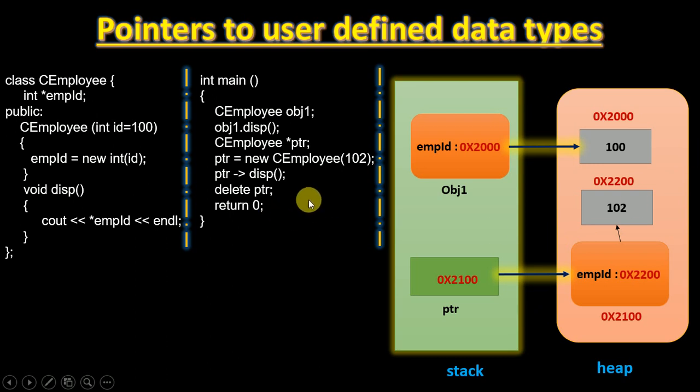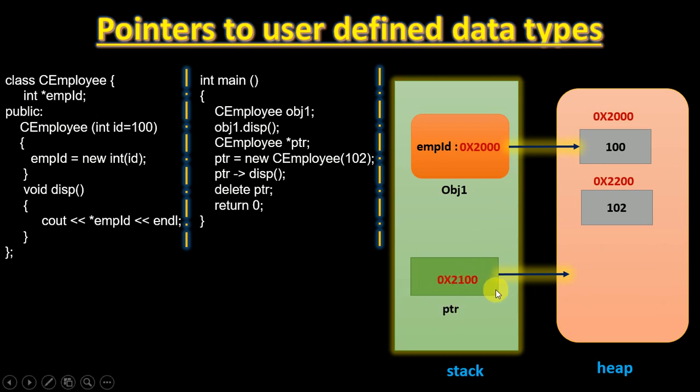Now we know that we have to use the delete operator whenever we are using the new operator. So for ptr we have used new and delete. ptr equals new, then ptr->display, then delete ptr. Now when I say delete ptr, first the memory, what is ptr having? ptr is having 0x210. So this memory will be freed from the heap segment.